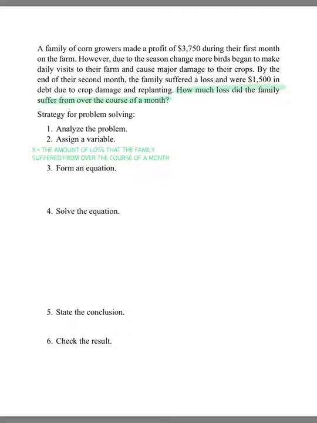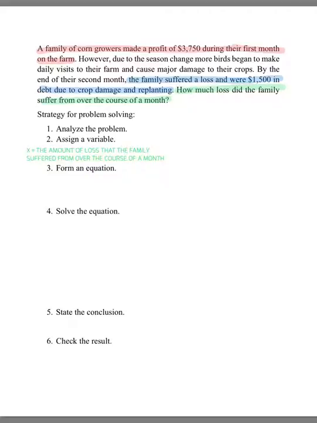So now let's go back to analyzing the problem and see what other information we can extract. We know the family made a profit of $3,750 during their first month on the farm. And we also know the family suffered a loss and were $1,500 in debt due to crop damage and replanting. So how can we create an equation from this?